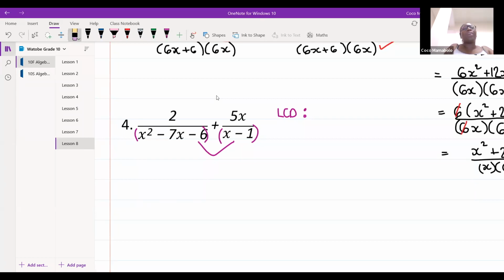If I asked you guys to look for the LCD for me, you guys are all going to go and take this whole thing and that whole thing and multiply them together. What I want us to do, guys, instead of just taking the two things and multiplying them together, the first thing I want us to do is go and factorize this. It's a trinomial, guys. Please factorize this for me. Put your answer in the chat once you have it. Factorize for me, please.